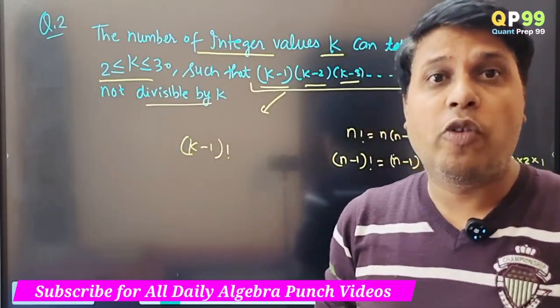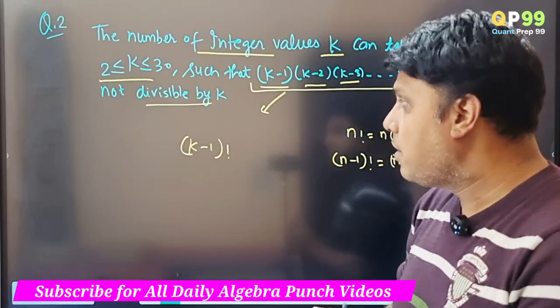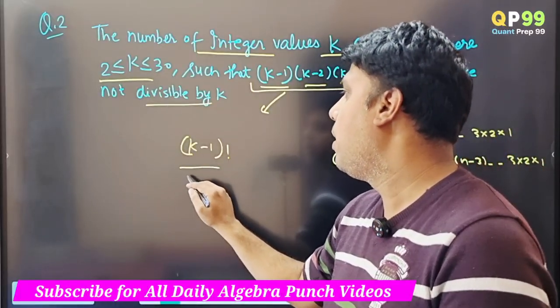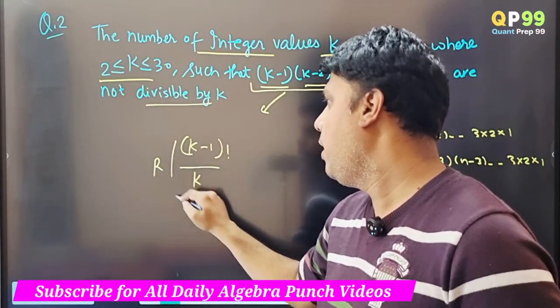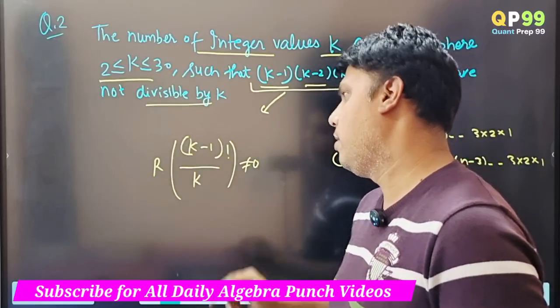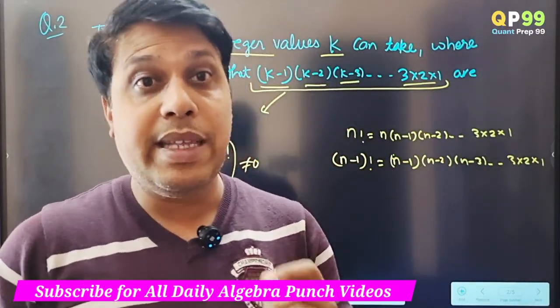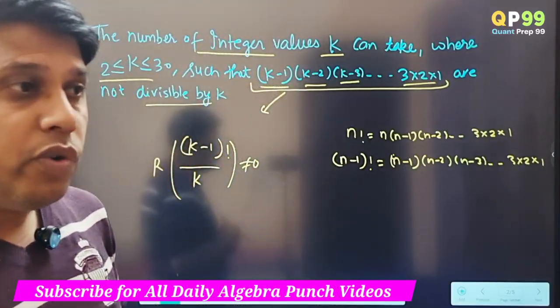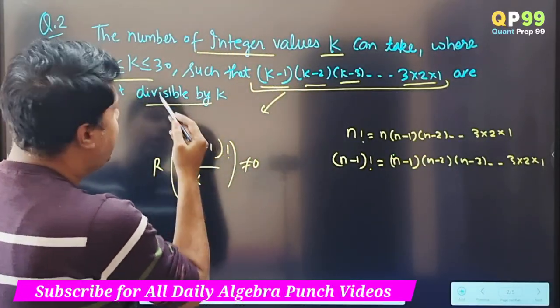So K minus 1 factorial, right? Now I have to check how many K are possible, where the range of K is 2 to 30, such that this is not divisible by K, right? So I don't want it to be divisible, meaning the remainder should not be equal to 0. Then only can I say K minus 1 factorial is not divisible by K, right? So what can be the possible values? Of course I can take the values.